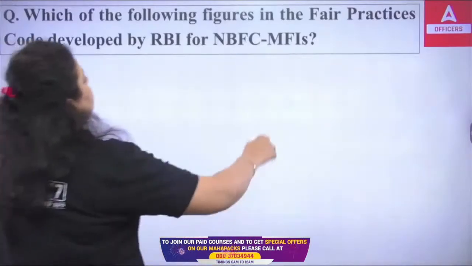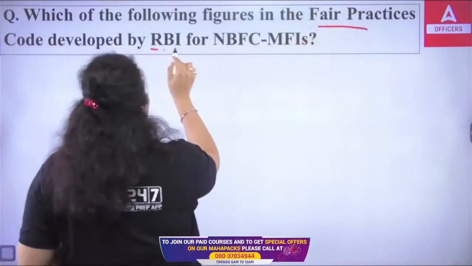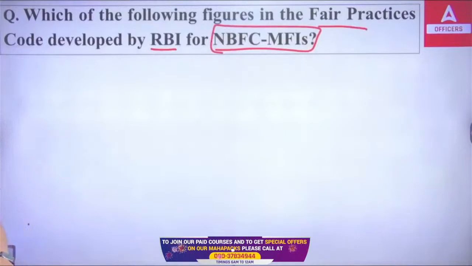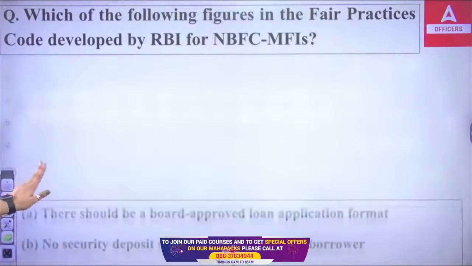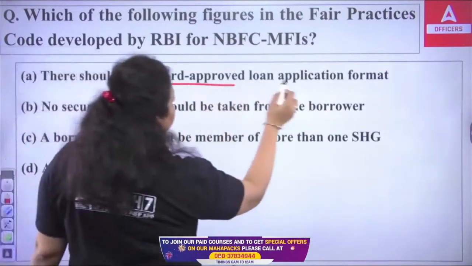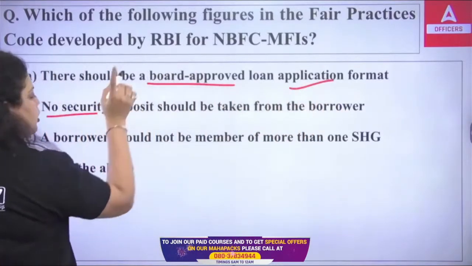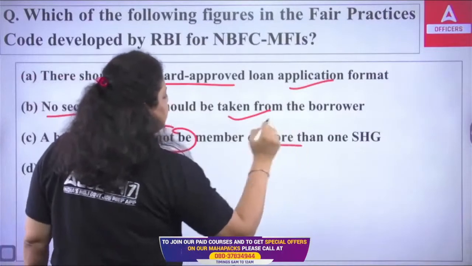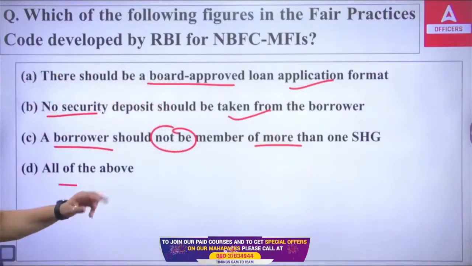Now, which of the following figures in the Fair Practice Code developed by RBI for NBFC MFI? The question is asking which of the following figures in the Fair Practice Code developed by RBI for non-banking financial companies, MFI. So the FPC has been created by RBI for the NBFC MFI. First, there should be a board approved loan application format. Second, no security deposit should be taken from the borrower. Third, a borrower should not be a member of more than one self-help group. And fourth, all of the above.